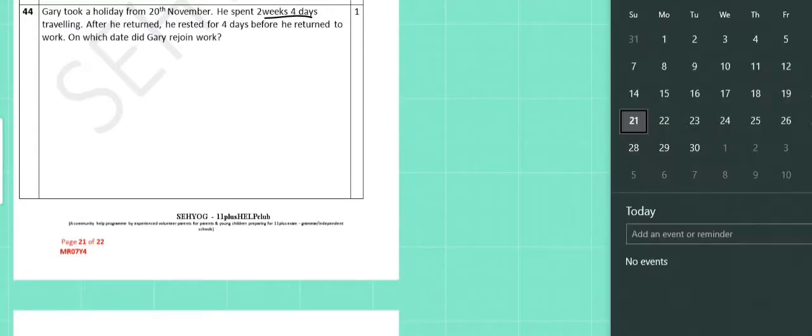In question number 44, Gary took a holiday from 28th of November. He spent 2 weeks and 4 days traveling. After he returned, he rested for 4 days and then he joined work. So, from 20th November to 27th November makes 1 week. Again, if we count 7 more days, it is 4th December, that is 1 week. So, it makes 2 weeks, and 4 days more brings us to 8th December. So, that is when he returned, and then he rested for 4 more days.